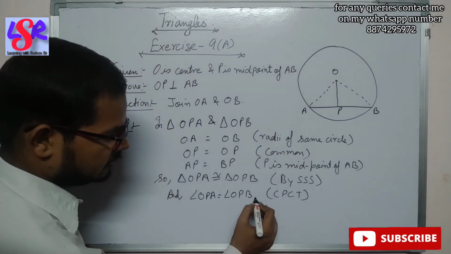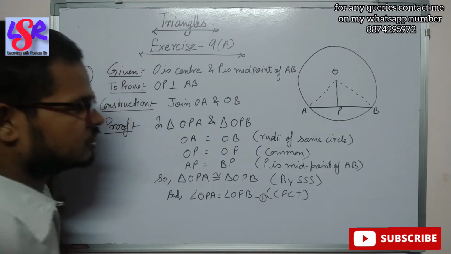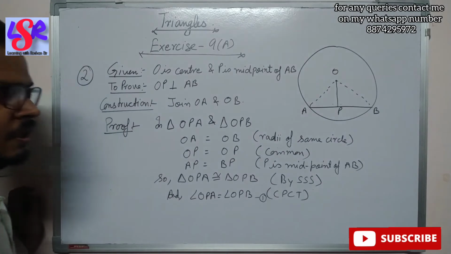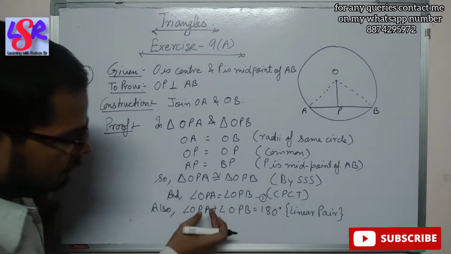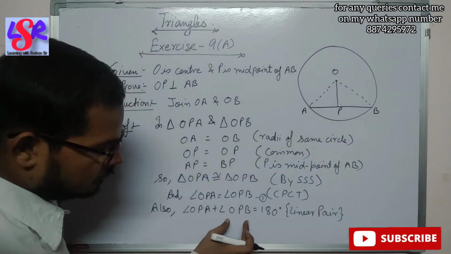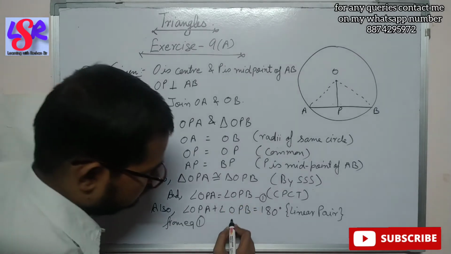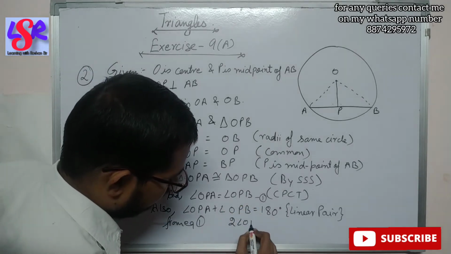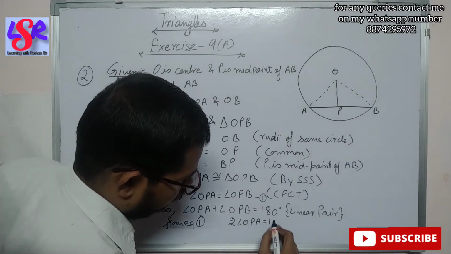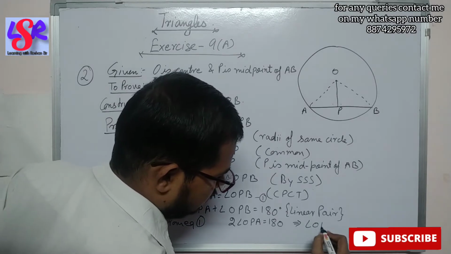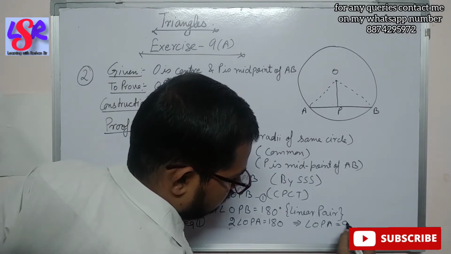Now we are going to take this equation as equation number 1. Now we know that the sum of these two is 180 degrees as they are linear pairs. Now we can place the value of angle OPA or OPB from equation number 1. So from equation 1 we get twice angle OPA equals 180 degrees. And on solving this we get angle OPA equals 90 degrees.